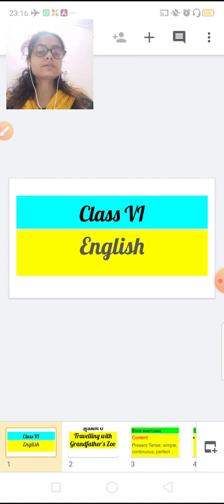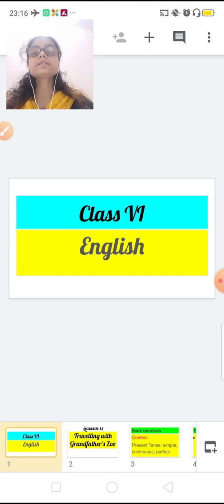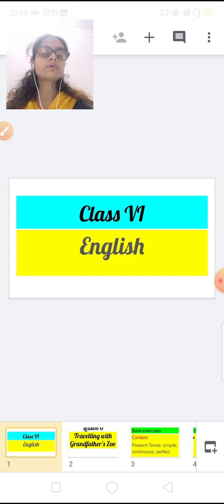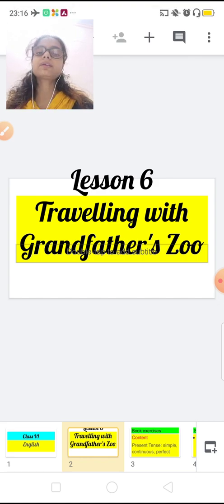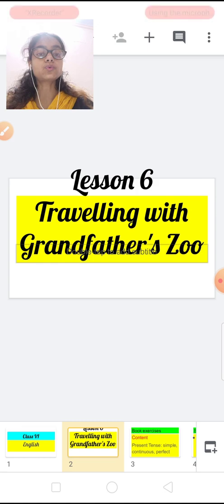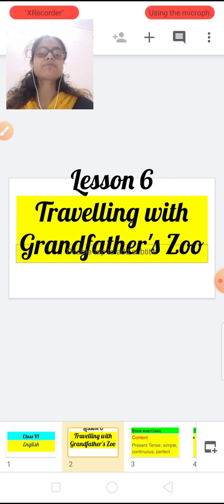So students, today in our English class we are going to cover one of the chapters. In the last session we were reading a chapter, lesson number 6, Traveling with Grandfather's Zoo. This chapter was written by Ruskin Bond. He was one of the famous writers of children's books.